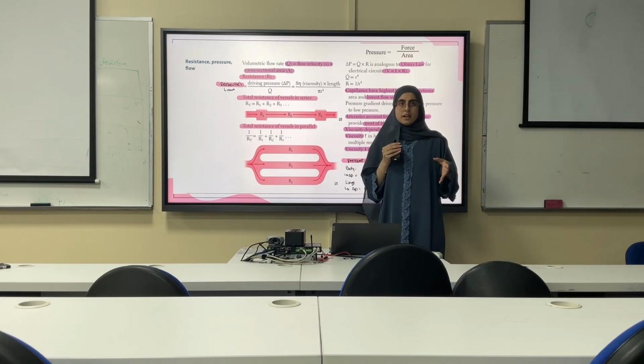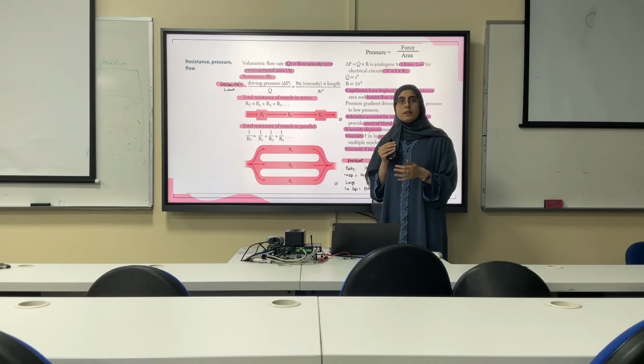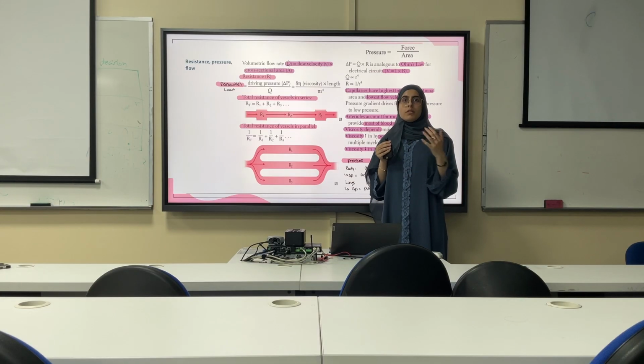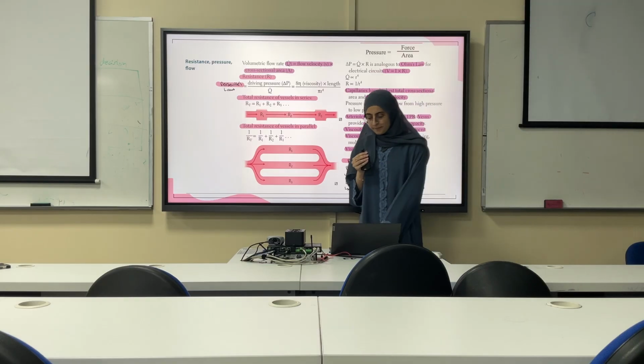So for example, during exercise, you're going to redirect the blood from your intestine to your skin and muscles. If it wasn't in parallel, all of the systems would get affected.